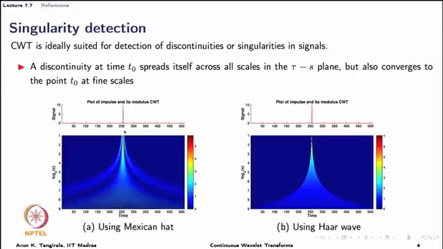And this is also the cause for the cone of influence that we talked about, because whenever we perform CWT at the borders we have discontinuities, and the effects of discontinuity at the borders persist for a longer period of time at coarser scales and for much shorter period of times at finer scales.